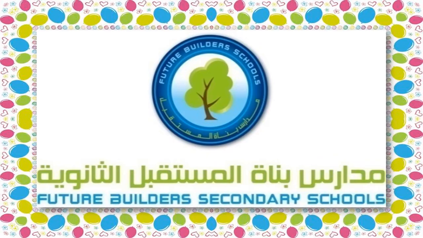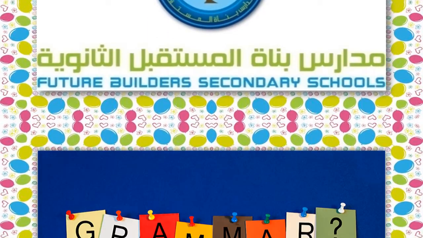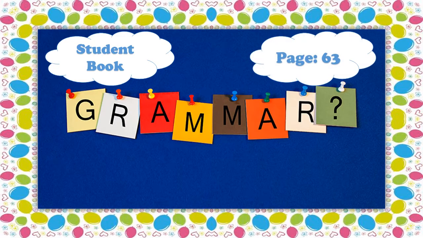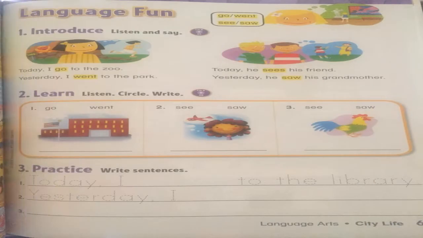Today we are going to start with a new lesson. Today we are going to start with the grammar lesson, student book, page 63. The grammar lesson is going to be about the differences between go and went, see and saw, and the keys that indicate when we use each one of them.